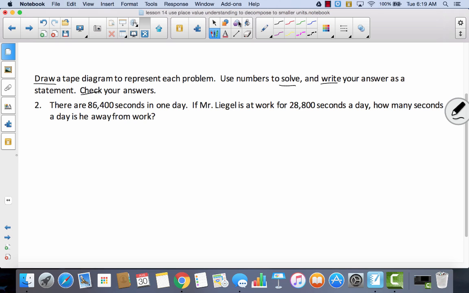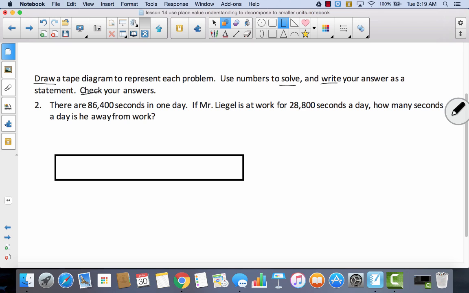So the first thing we're going to do is we're going to draw a tape diagram, and I'm going to use my rectangle here to make it a little bit neat. So this rectangle is going to represent the whole, okay?